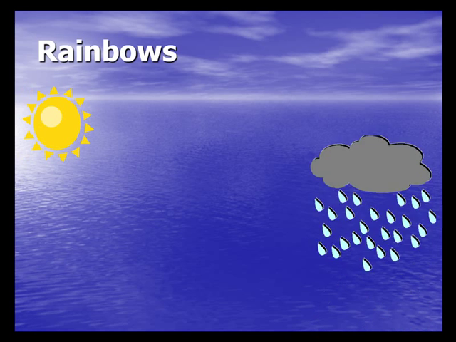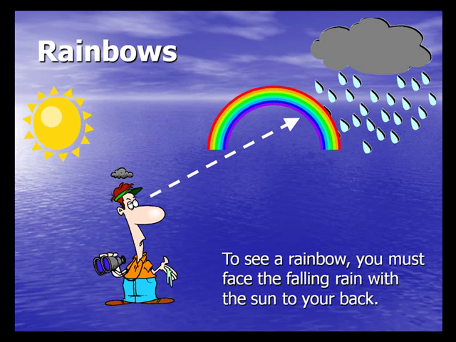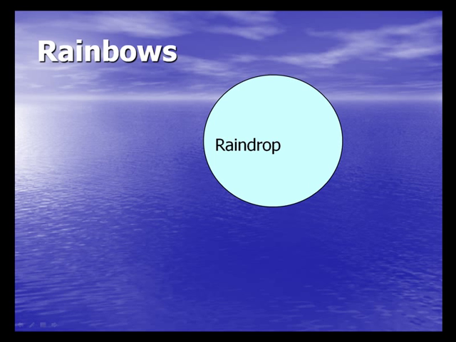For a rainbow to develop, we need to have rain falling in one part of the sky with sunshine in the other. To see the rainbow, though, you will need to have the sun at your back and face the direction where the rain is falling. So just how are the rainbow's colors produced? As mentioned, raindrops can act as a prism.